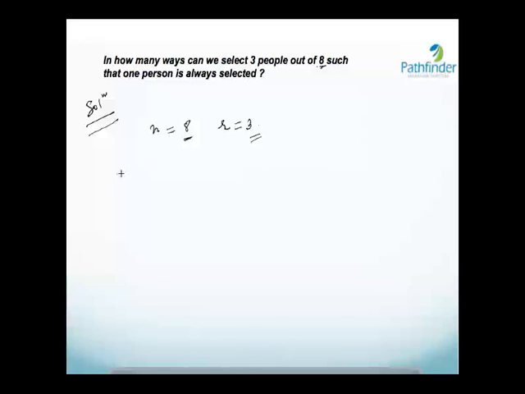So what is the effective value of n? The effective value of n is 8 minus 1, that is 7. The effective value of r is 3 minus 1, that is 2. So in how many ways can we select such 3 people? The answer is 7C2, which is nothing but factorial 7 divided by factorial 2 into factorial 5, which is equal to 21 ways.